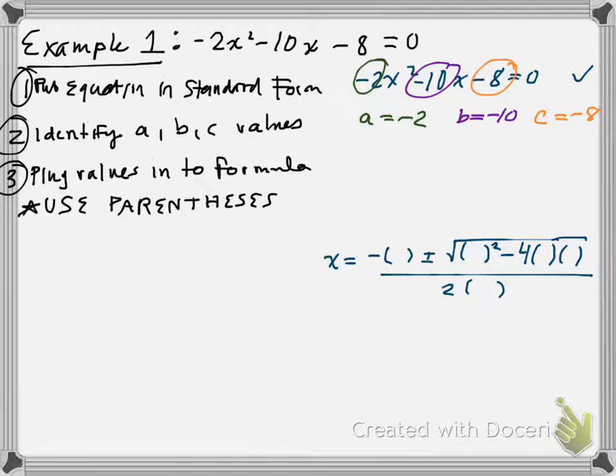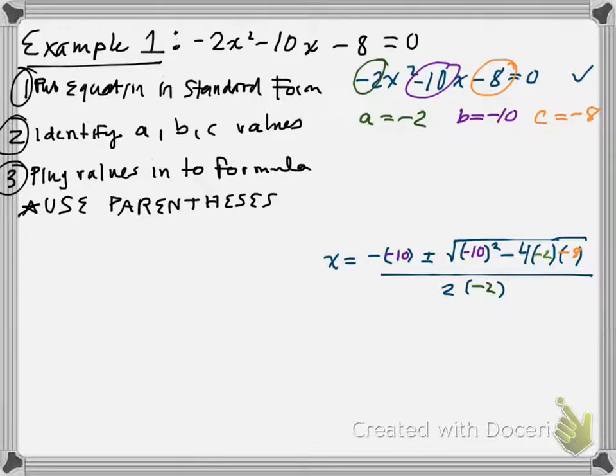First of all, I know I have negative B, so I'm going to plug in -10 into the first set of parentheses, plus or minus the square root of B squared, -10 squared, minus 4 times A. A is -2, times C, which is -8, all over 2 times -2 for A.